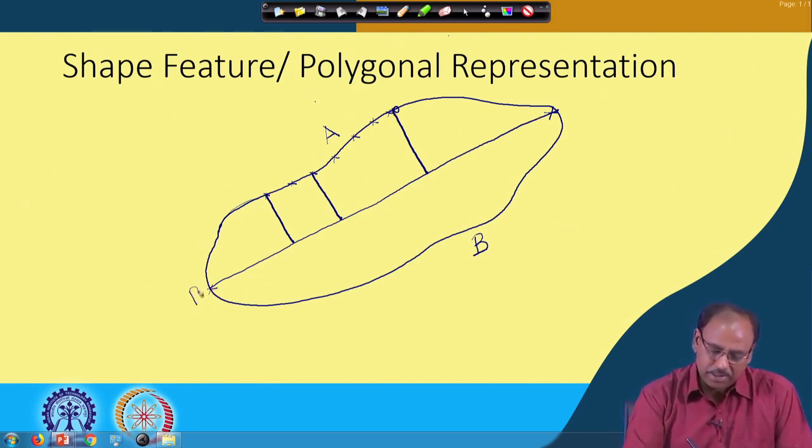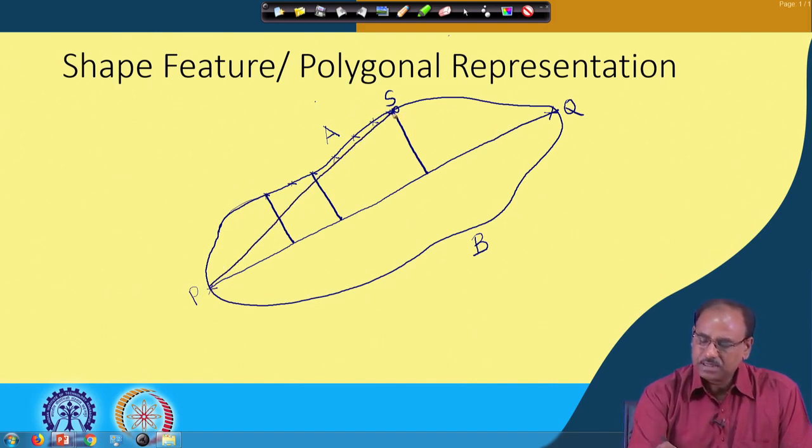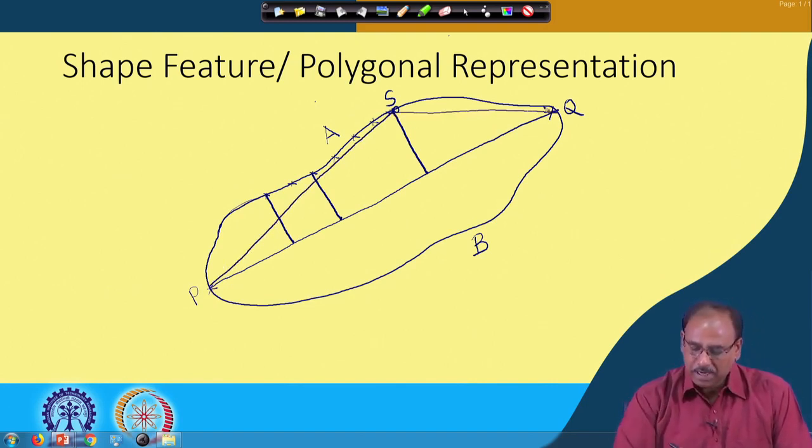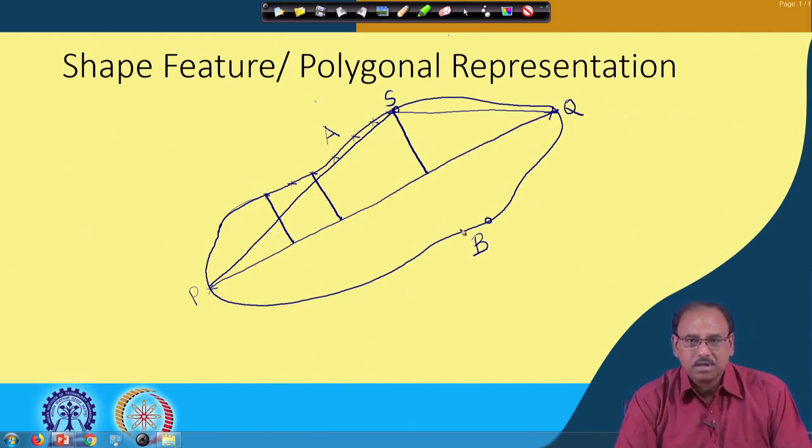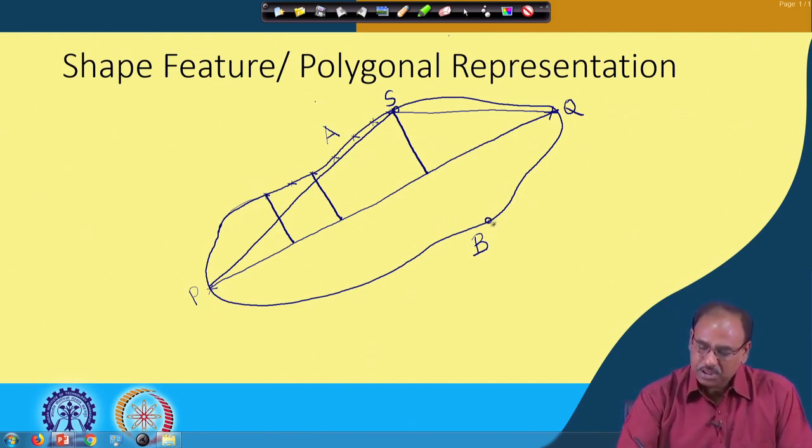The initial points, let me name this as P and Q. This point is S. So, after doing the next subdivision, the vertices of the polygon that I get is something like this. Similarly, coming to the lower part of the boundary, maybe this is a point which is at maximum distance from the straight line P Q. And in that case, this point, let me call it point R.